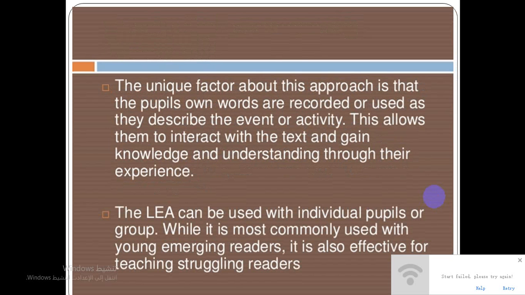The unique factor about this approach is that the students' own words are recorded or used as they describe the event or activity. This allows them to interact with the text and gain knowledge and understanding through their experience. The language experience approach can be used with individual students or a group. While it is most commonly used with young emerging readers, it is also effective for teaching struggling readers.